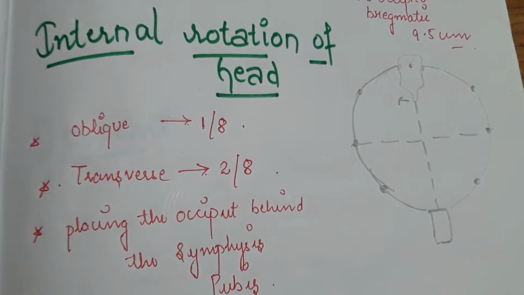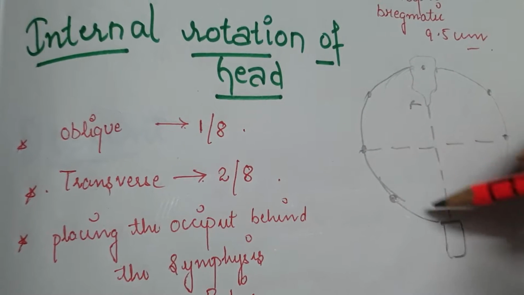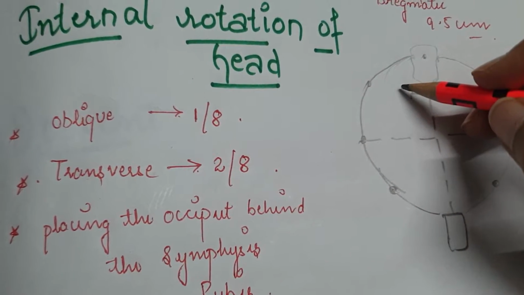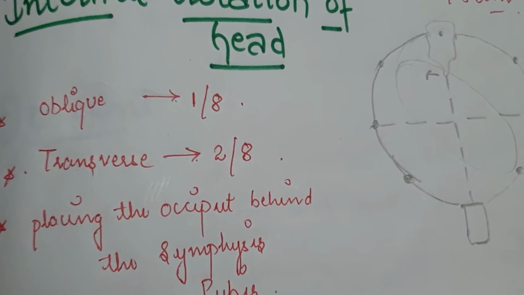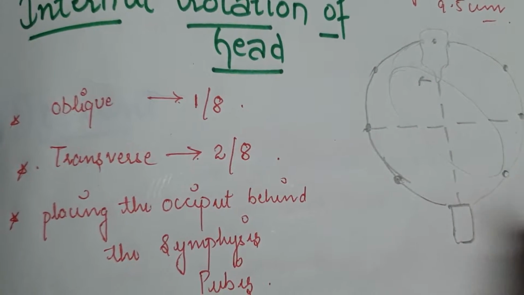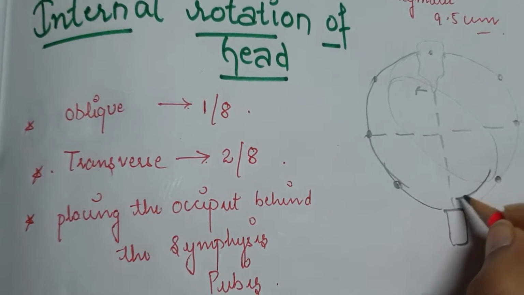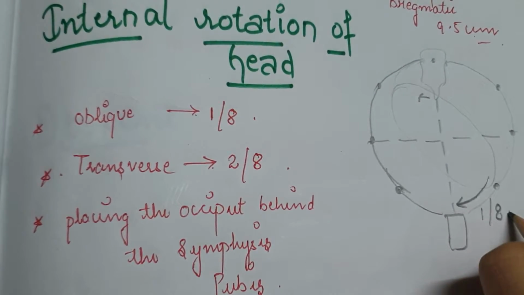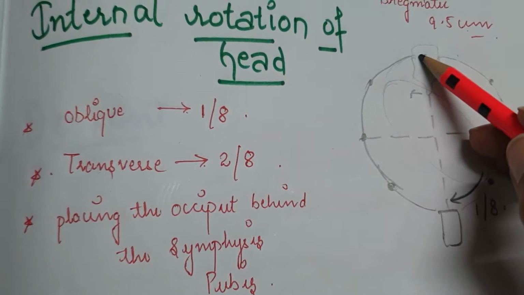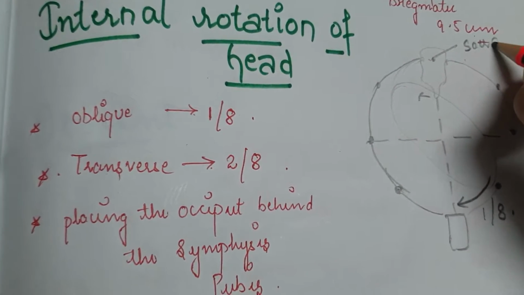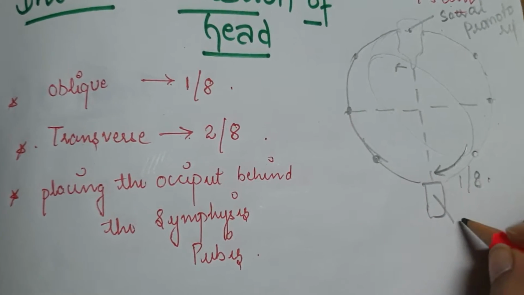So the next step after the flexion of head is internal rotation of head. So when this is a pelvic brim, and the head is placed in an oblique position like this, then there is an internal rotation of the head, that is the occiput of the fetus rotates 1/8 of the circle. As you can see, this is 1, 2, 3, 4. This is sacral promontory. This is symphysis pubis.